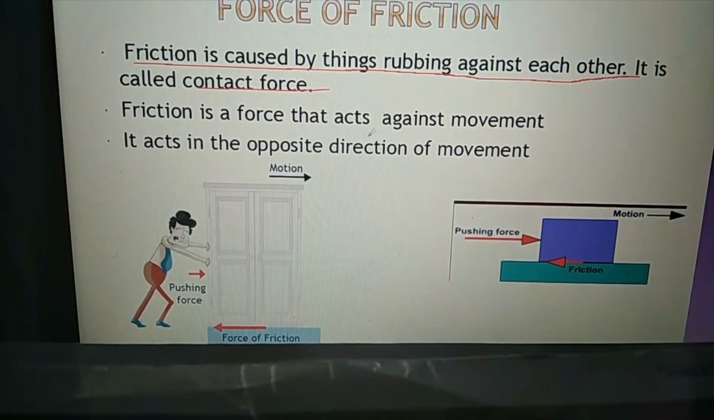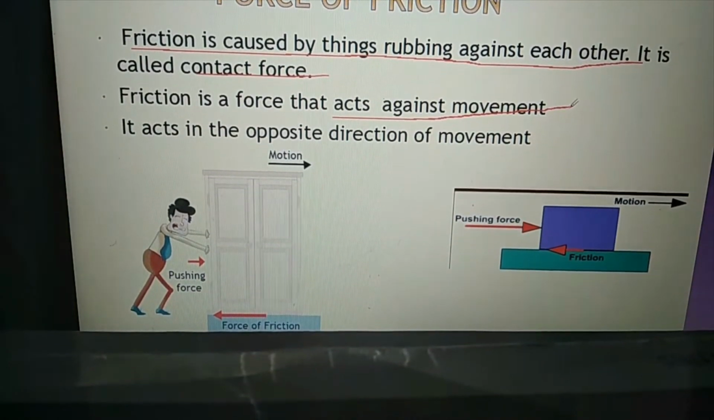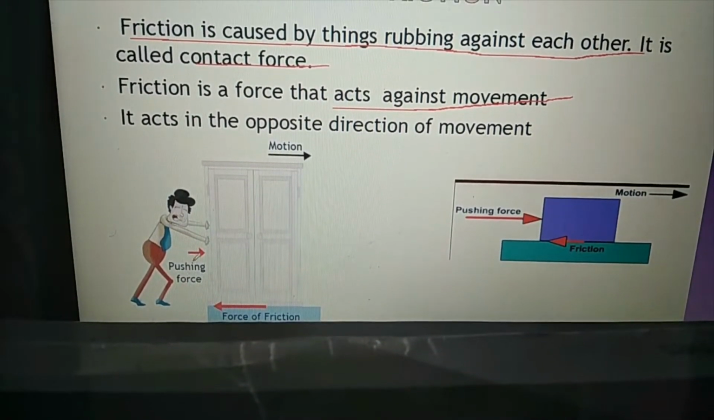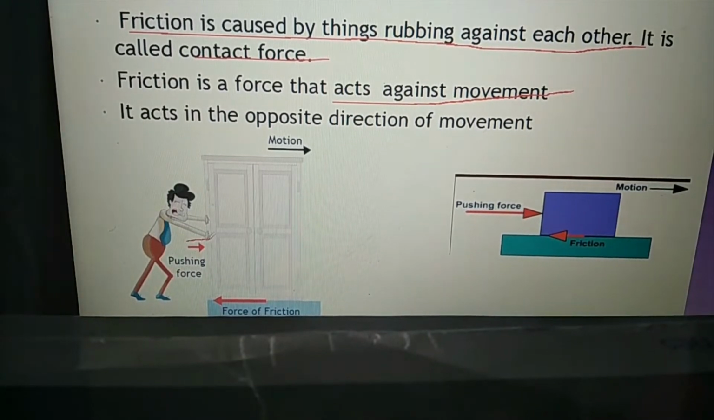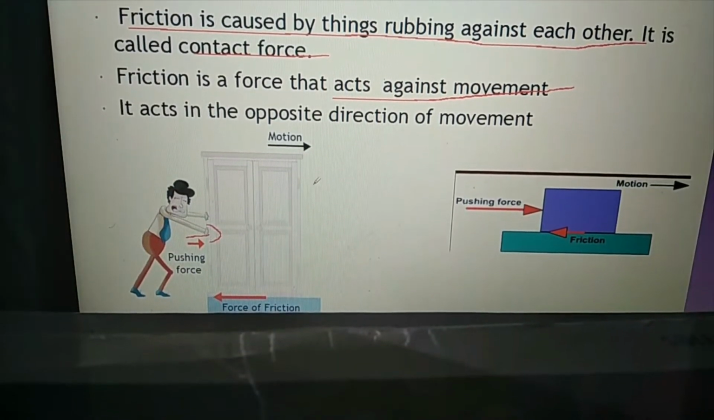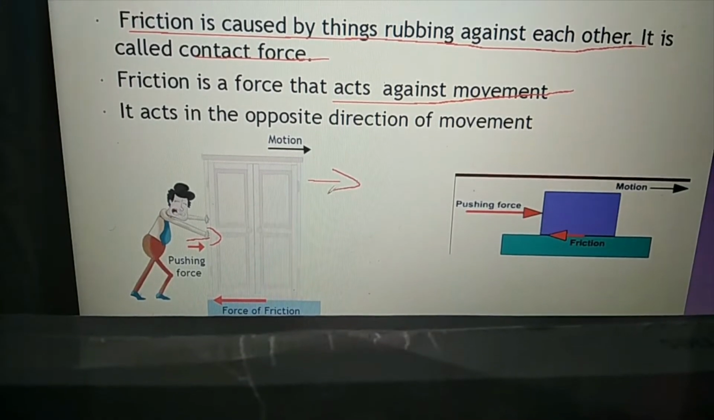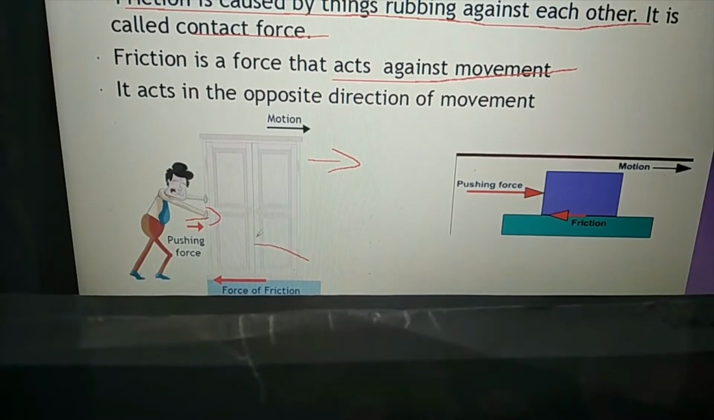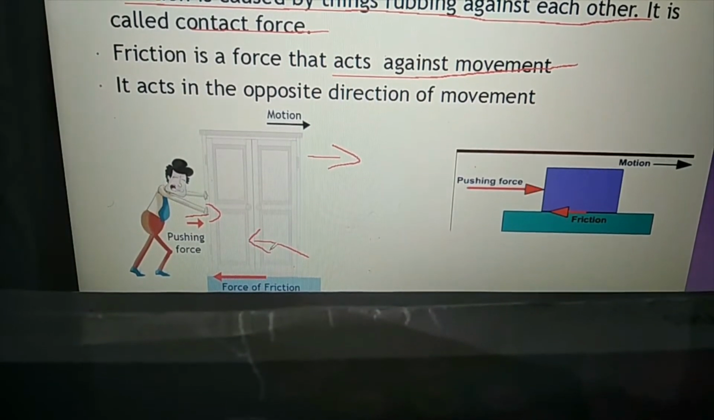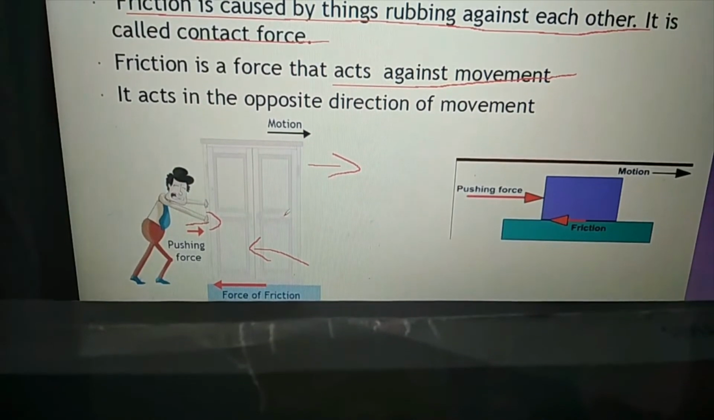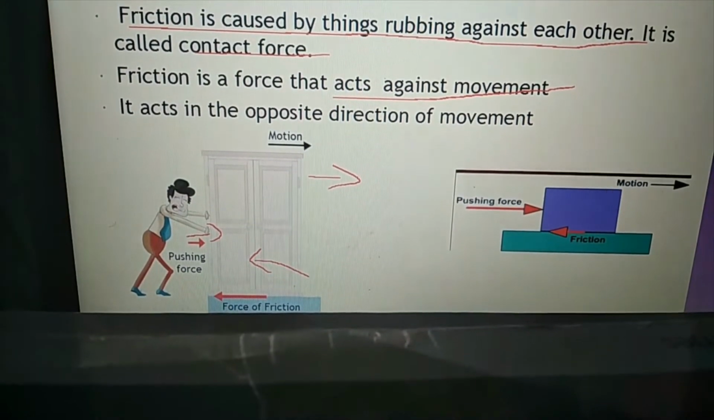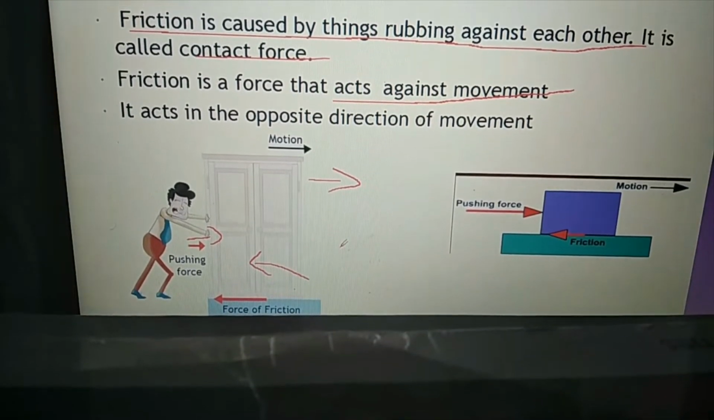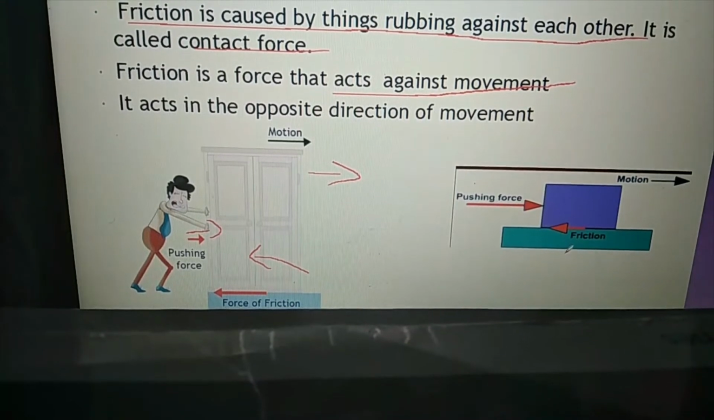Friction is a force that acts against movement. Look at this diagram. Where is the pushing force? This side. Where is motion? Motion is also to this side. But how is friction going? It's going against, that means the opposite direction. Do you understand? So friction acts in the opposite direction of movement. That is what it means when we say the force that acts against movement.